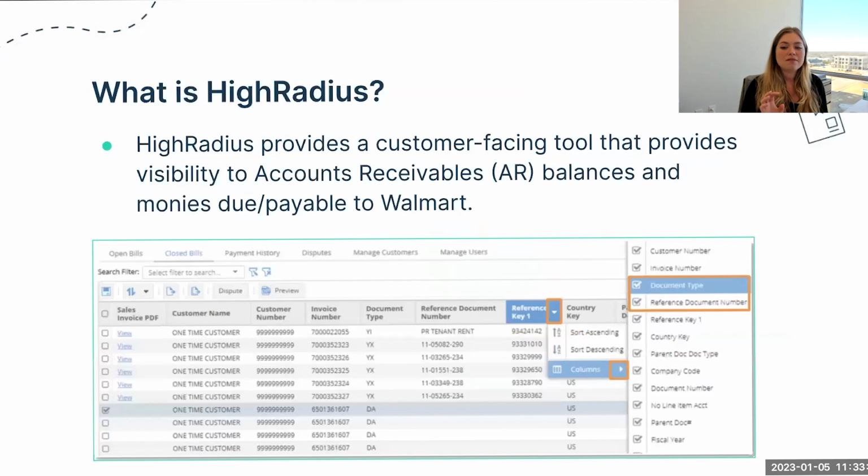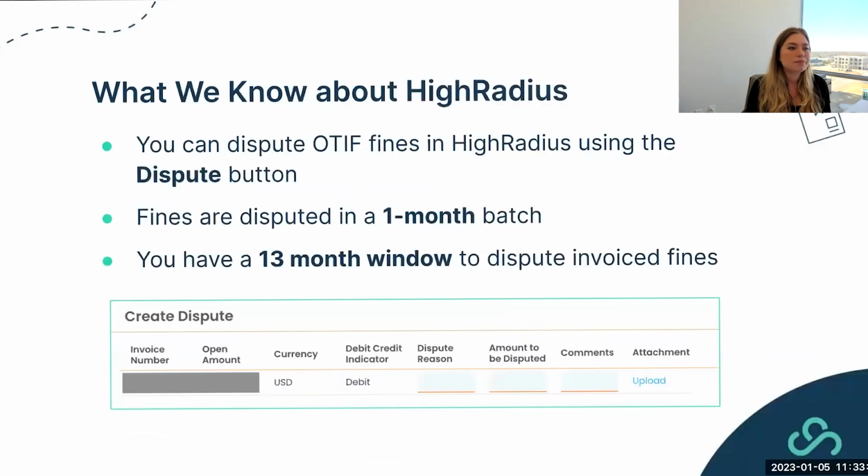If you do not have access to HighRadius, the best way to get access is to email, and we'll post or send that to you, HighRadCS@walmart.com. Most people are actually going to have an account if you're doing business with Walmart. But if you don't, emailing that, they should be able to get you fixed up.